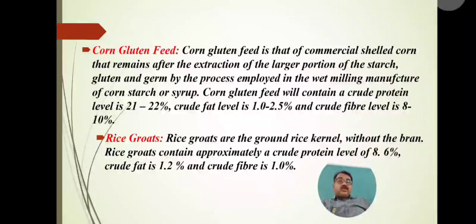This ingredient is also formed from the corn meal byproduct. Corn gluten feed is that part of the commercially sold corn that remains after the extraction of the larger portion of the starch, gluten and germ by the process employed in the wheat milling manufacture of corn starch or syrup. It contains a crude protein level of 21 to 22%, crude fat level of 1 to 2.5%, and crude fiber level of 8 to 10%.